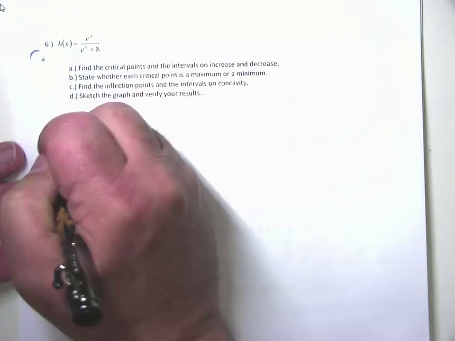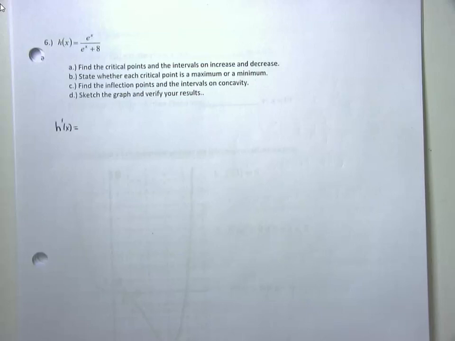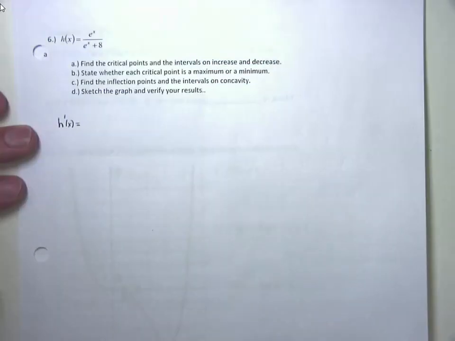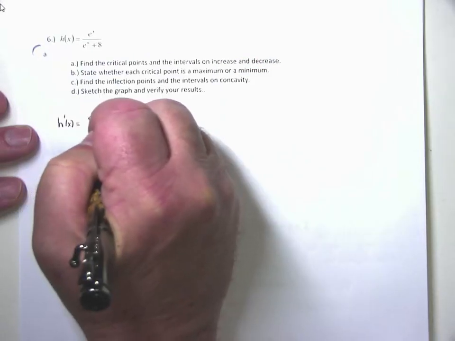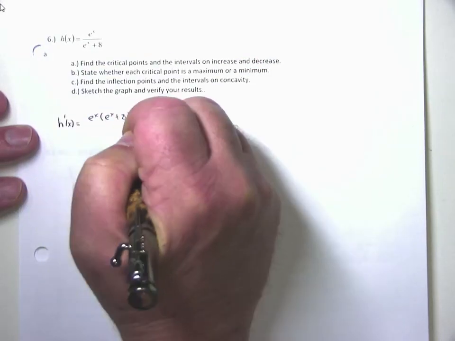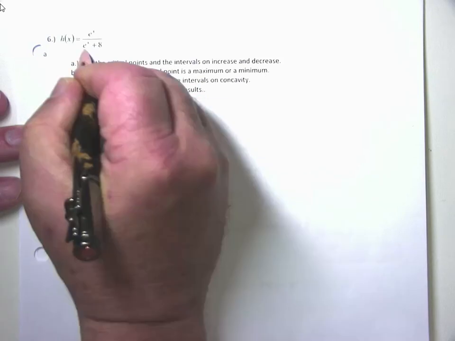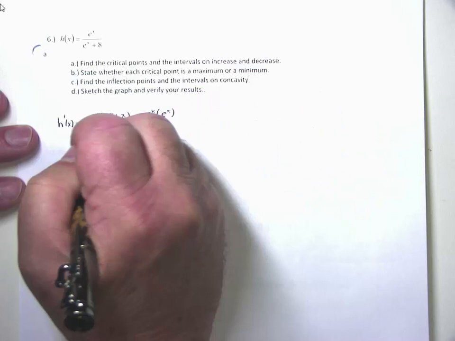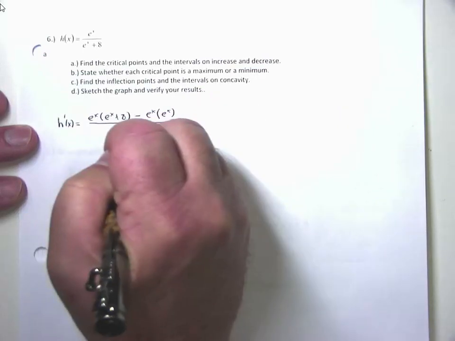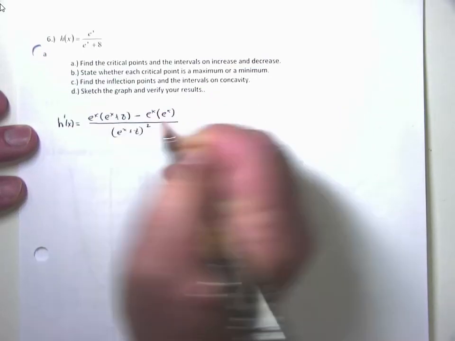First thing I'm going to do is find a critical point. So I'm going to take the derivative, set it equal to 0, and solve. This is the quotient rule. Derivative of the top, derivative of e to the x, times the bottom, e to the x plus 8, minus the top, e to the x, times derivative of the bottom: derivative of e to the x plus 8, well, derivative of e to the x is e to the x, derivative of 8 is 0, all over the bottom squared.